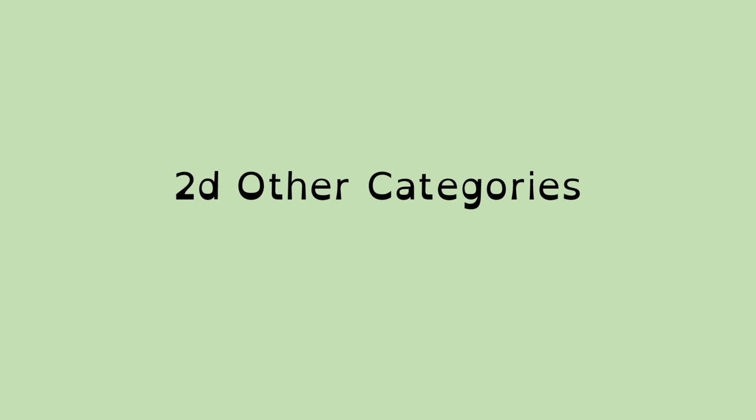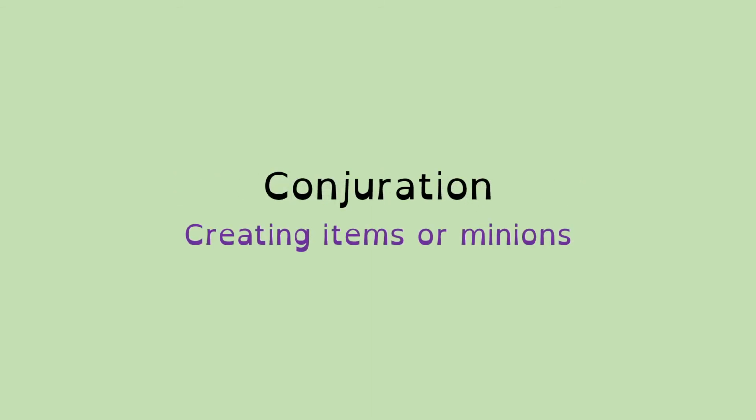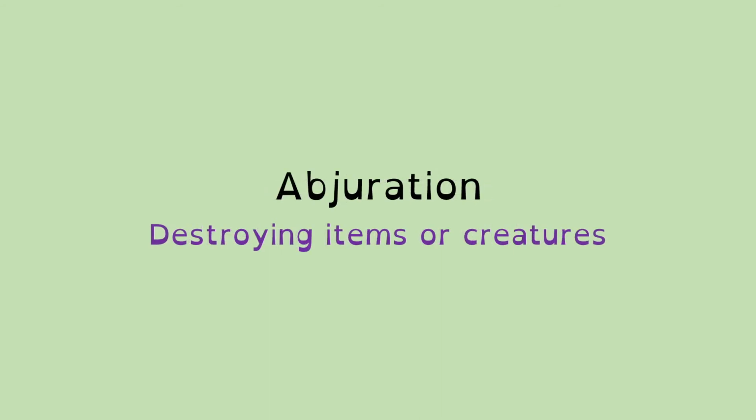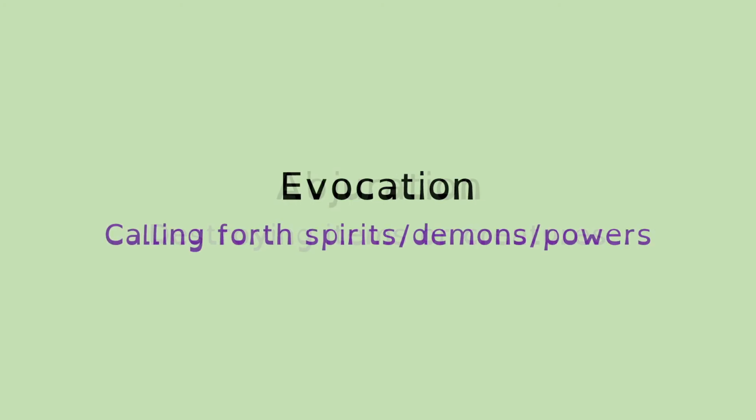And then finally, some other categories. So rather than picking through each one of these in quite so much detail, I'm just going to throw these up. So Conjuration is the creating of items or minions. I guess creation of anything. Abjuration is the opposite, which is destruction. So it's destroying items or creatures.